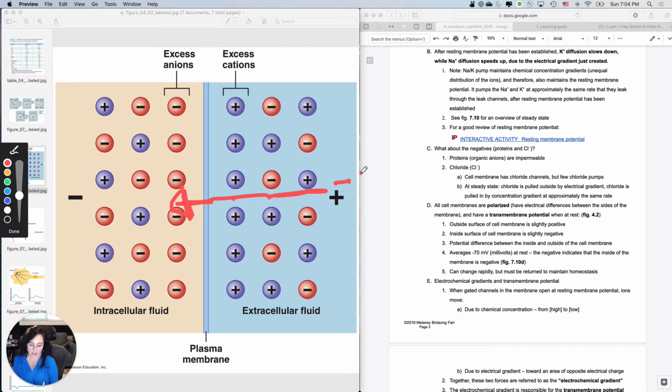Oh, this annotator is terrible compared to the other one. That's why I wasn't using it. Millivolts.